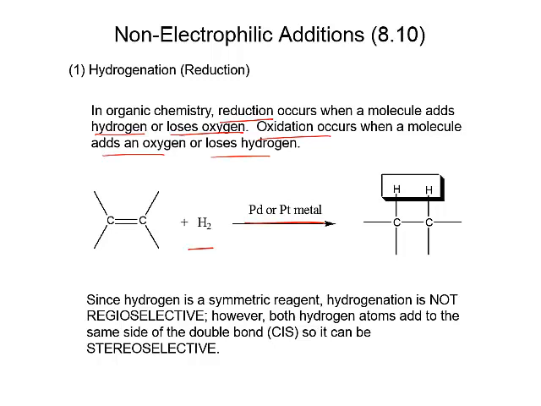That adds the two hydrogens cis, and Markovnikov and anti-Markovnikov are irrelevant because it's a symmetrical reagent. I'm adding two hydrogens. Doesn't matter whether I add them this way or this way. Still adding two hydrogens. Hydrogenation.